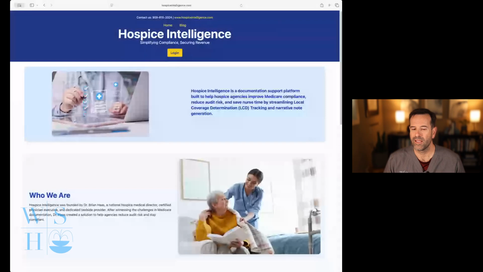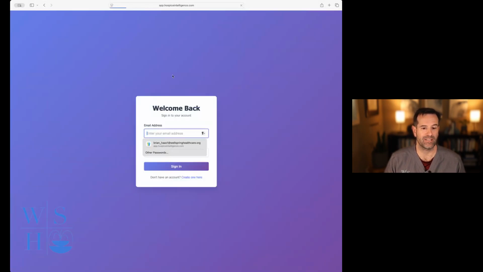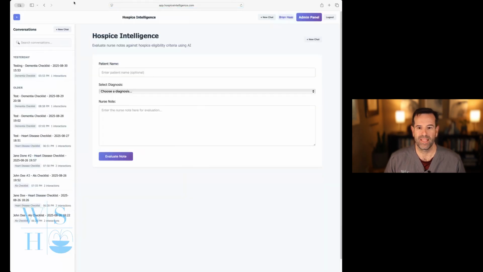So now I'd like to show you a screen demo. I want to show you how Hospice Intelligence helps you catch these details before CMS does. So let's go ahead and share our screen. And we're going to come into Hospice Intelligence and log in with our user and credential information. Now, here you will enter the patient's name. We're going to go ahead and do testing.